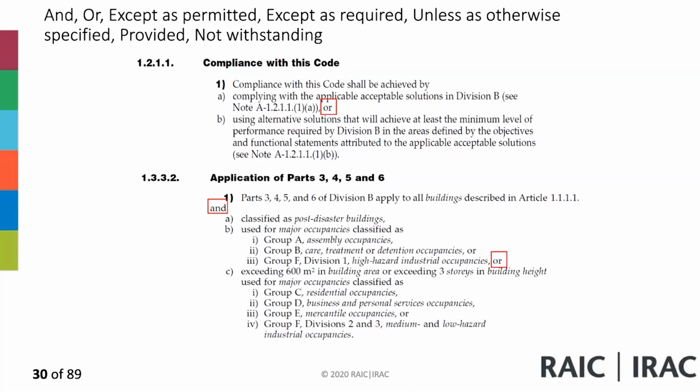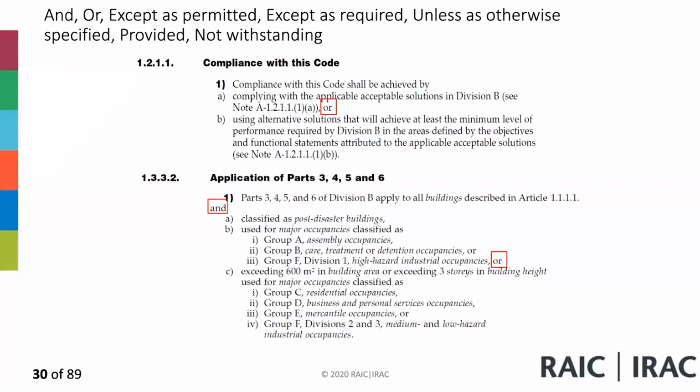Compliance with this code shall be achieved. For example, let's take this one. Compliance with this code shall be achieved by complying with the applicable acceptable solution in Division B, or using alternative solutions that will achieve at least the minimum level of performance required by Division B in the areas defined by the objective and functional statements attributed to the applicable acceptable solutions. So what we get from this is that we have acceptable solutions, or the prescriptive solutions, in Division B. For us in Division B, we're looking at Part 3 as being the specifications and requirements, the applicable solutions. This is the prescriptive code requirements.